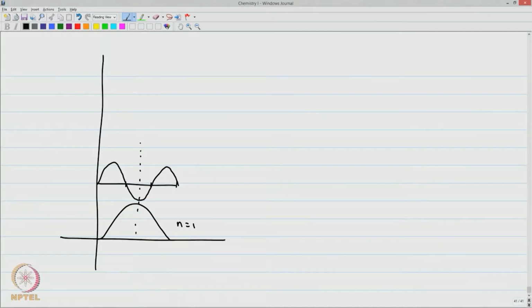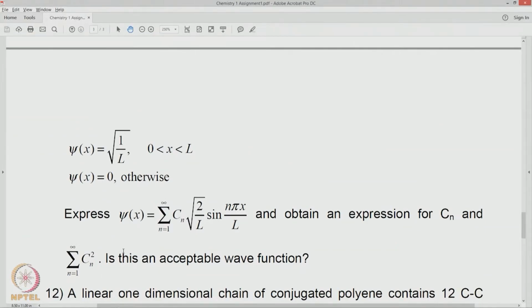Now, the rest of the question is, is this an acceptable wave function? I said yes, it is acceptable, and we calculate Cn square. Of course, the sum over Cn square will give you obviously 1, because this is a normalized eigenfunction, and this is also a normalized eigenfunction. Therefore, the product will give you 1, similar to what I have done in the last problem.